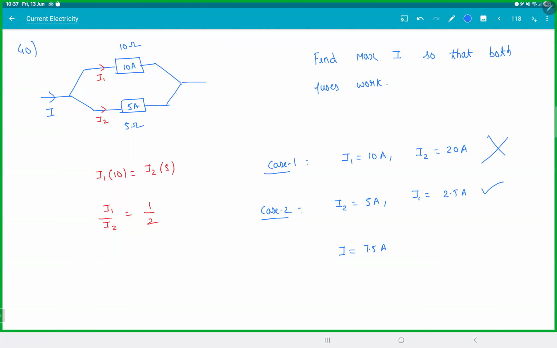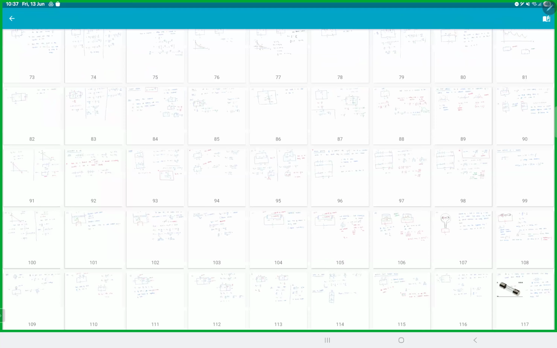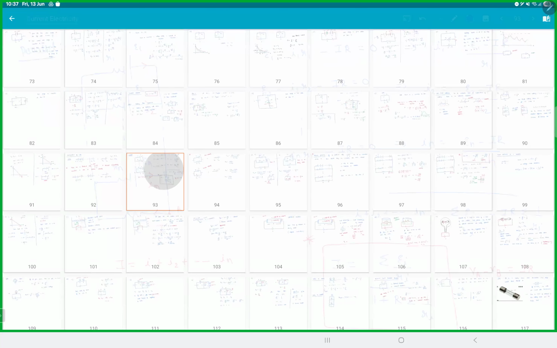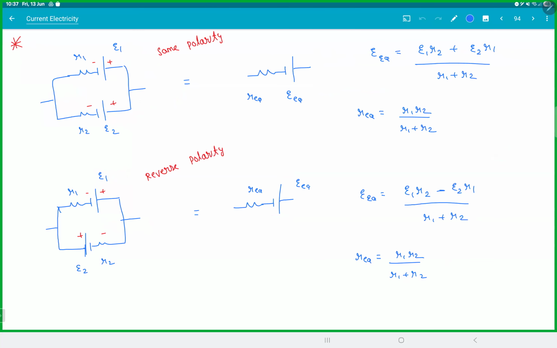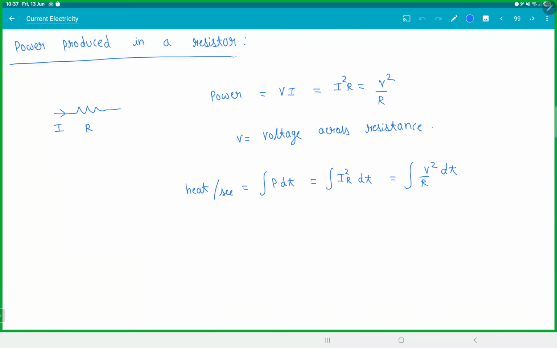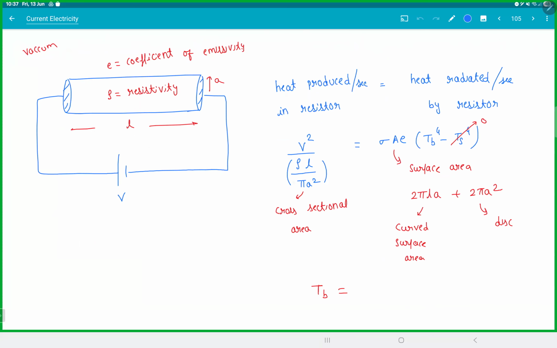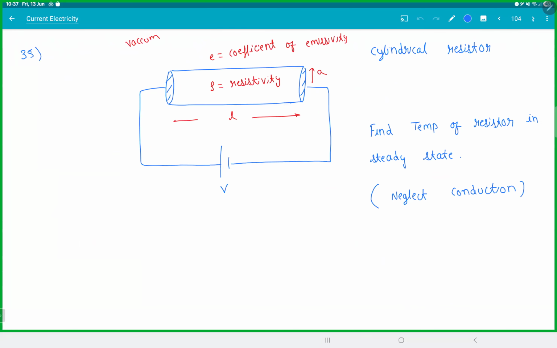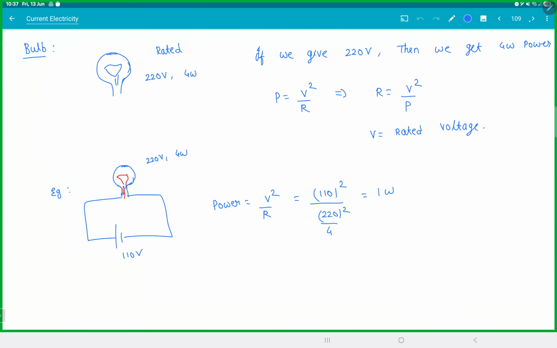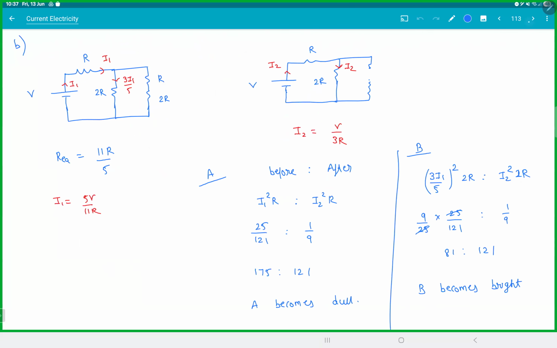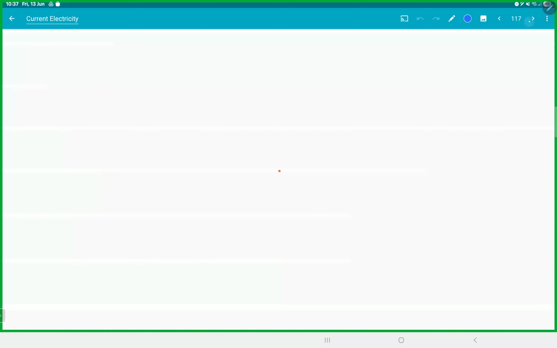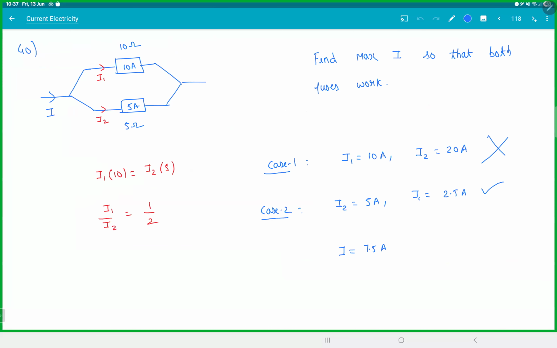Is this clear, everyone? Like I said, we did a lot of small things today. We saw the combination of batteries, series, parallel, especially the polarity of two batteries, which was important, and then mixed grouping, then power in a resistor. These are good questions based on heat transfer and thermodynamics. Filament theory, bulbs, then we saw series, parallel, power transfer theorem, fuse, a lot of small concepts.